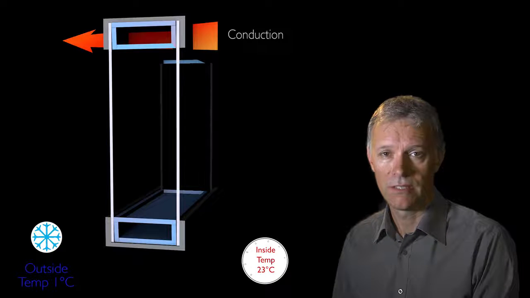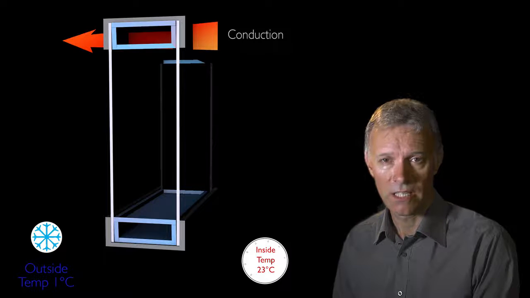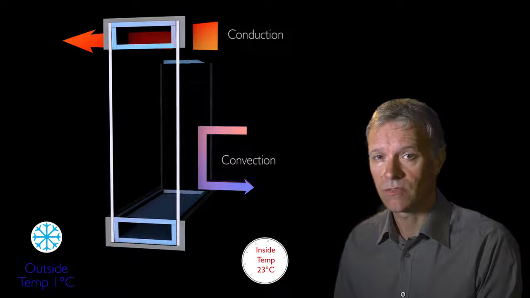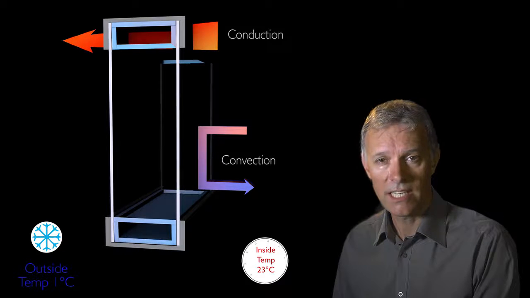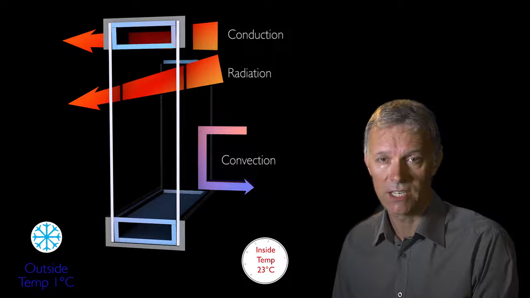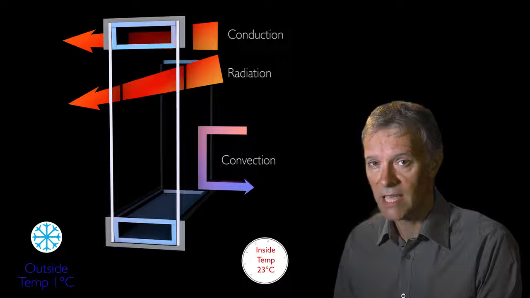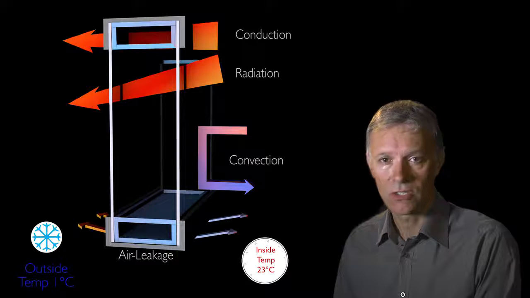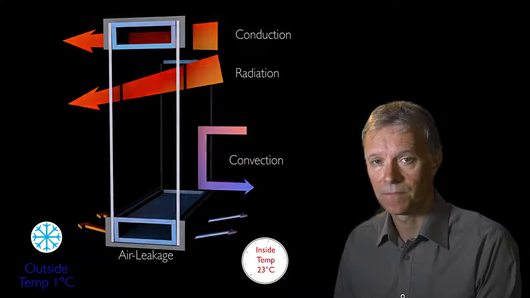Firstly, conduction. This is the direct loss of heat through a window. Secondly, convection, where the warm air in the room hits the cold surface of the glass and cools the air inside the room. Thirdly, radiation and re-radiation. This is where the cold surface of the glass absorbs the heat from the air in the room. And finally, air leakage, which is the heat loss through any gaps in the frame or poorly fitted glazing.